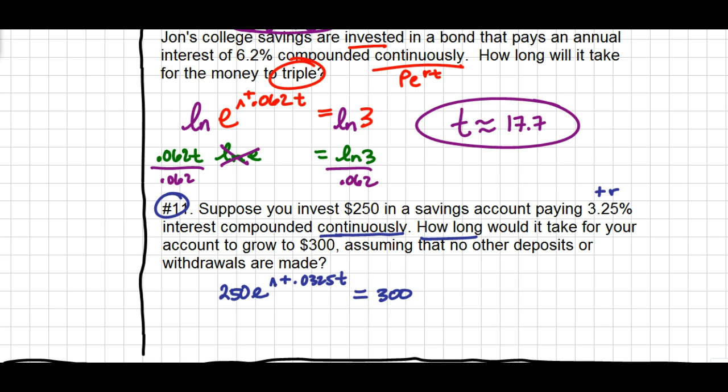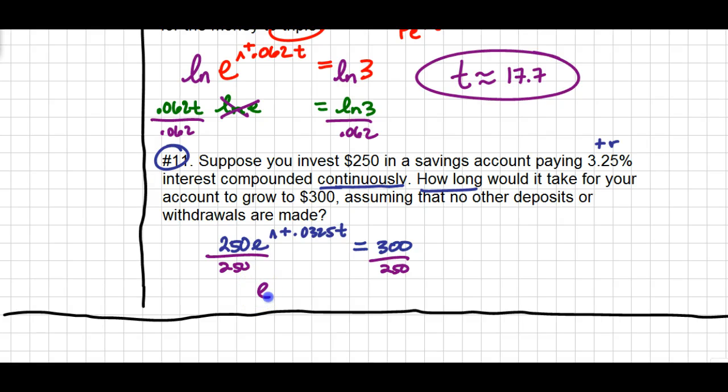So this one's like the first one that we did today, the first word problem. I need to isolate the e, so that 250 needs to move out of the way. Because it's being multiplied right now, I'm going to divide to get rid of it. Whatever you do on one side, you have to do on the other because equations are balanced. On this side, the e, I'm just going to rewrite what I have. Over here, I'm going to calculate 300 divided by 250, and I get 1.2 there.